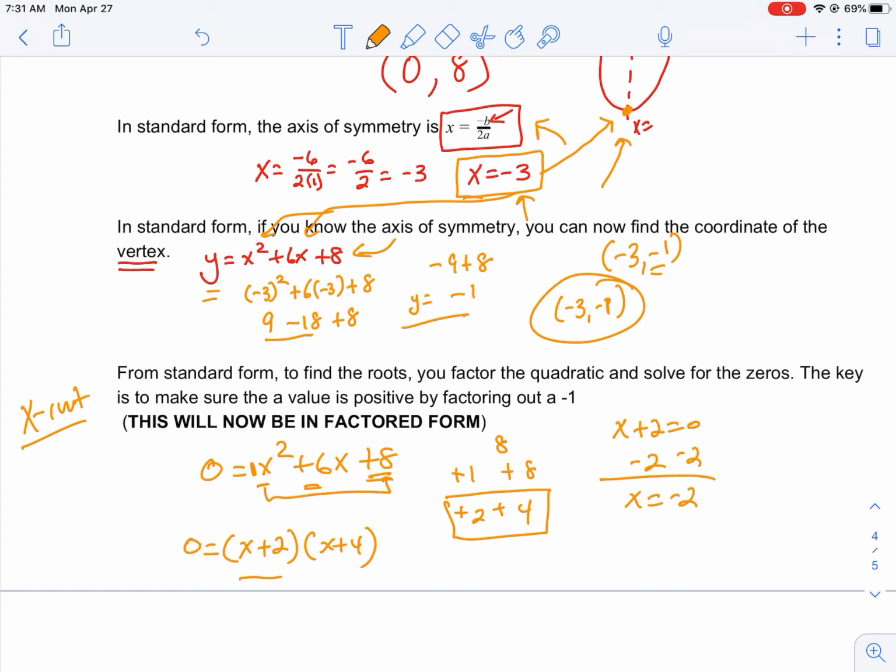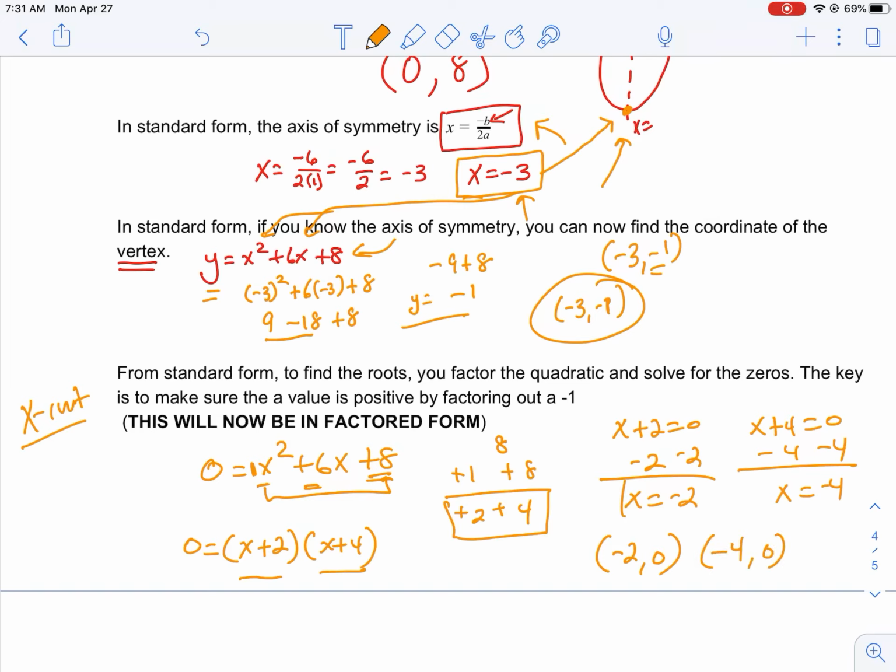X equals negative 2. Take the other one, x plus 4 equals 0, and solve. So those are the solutions, or if they want the actual x-intercepts, meaning as coordinates, then what we do is we write two coordinates. When x is negative 2, y is 0. And when x is negative 4, y is 0.